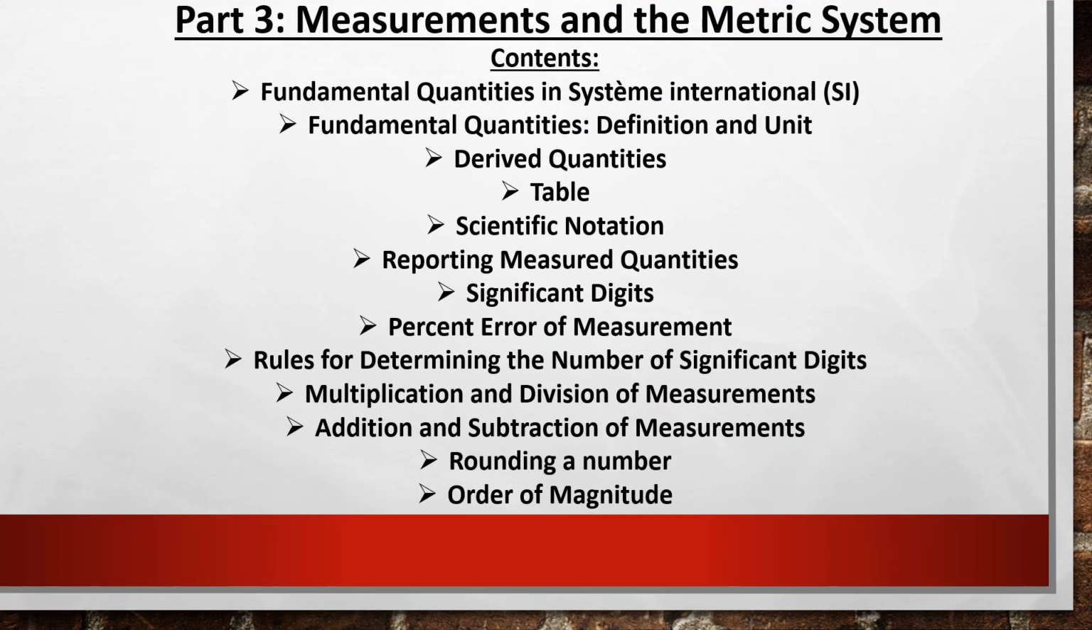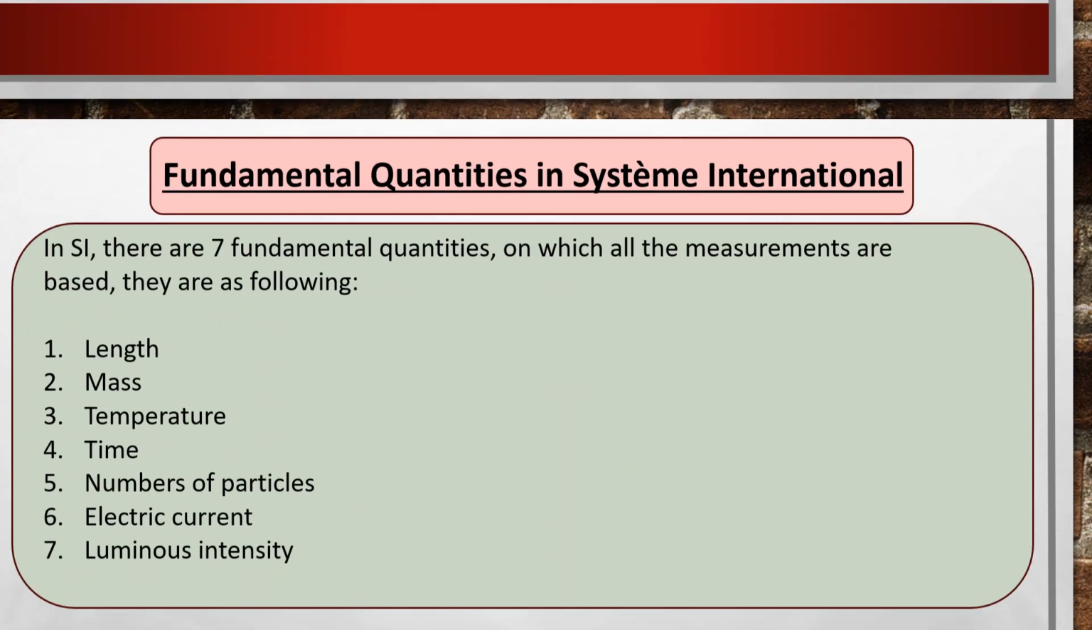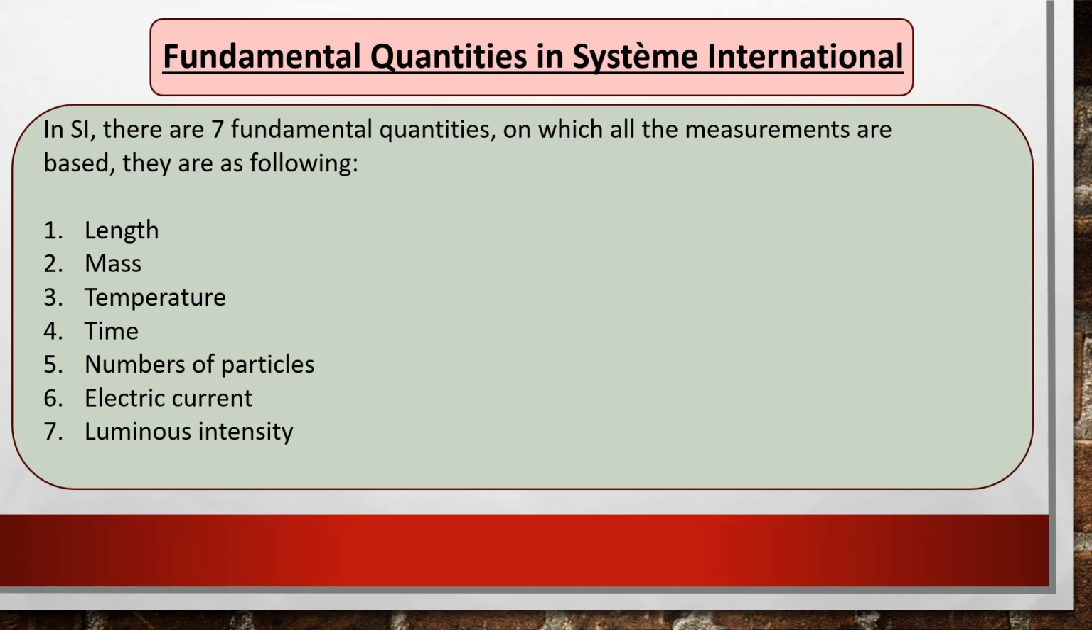In this video, we are going to learn about measurements and the metric system. Fundamental quantities in System International. In SI, there are 7 fundamental quantities on which all the measurements are based. They are as following: length, mass, temperature, time, number of particles, electric current, and luminous intensity.